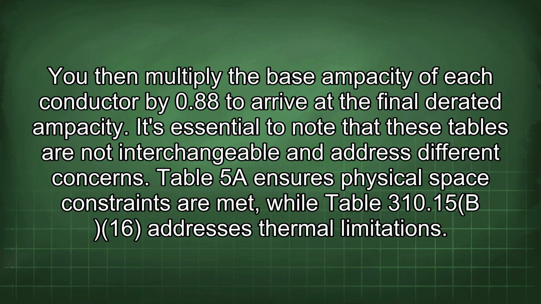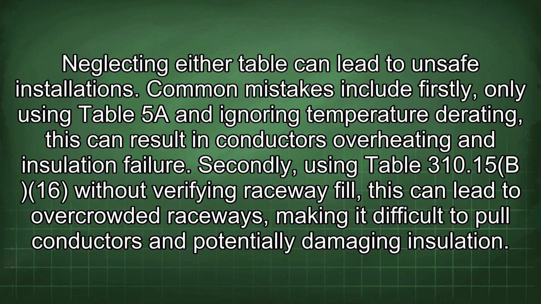It's essential to note that these tables are not interchangeable and address different concerns. Table 5 ensures physical space constraints are met, while Table 310.15(B)(16) addresses thermal limitations. Neglecting either table can lead to unsafe installations. Common mistakes include, firstly, only using Table 5 and ignoring temperature derating. This can result in conductors overheating and insulation failure.